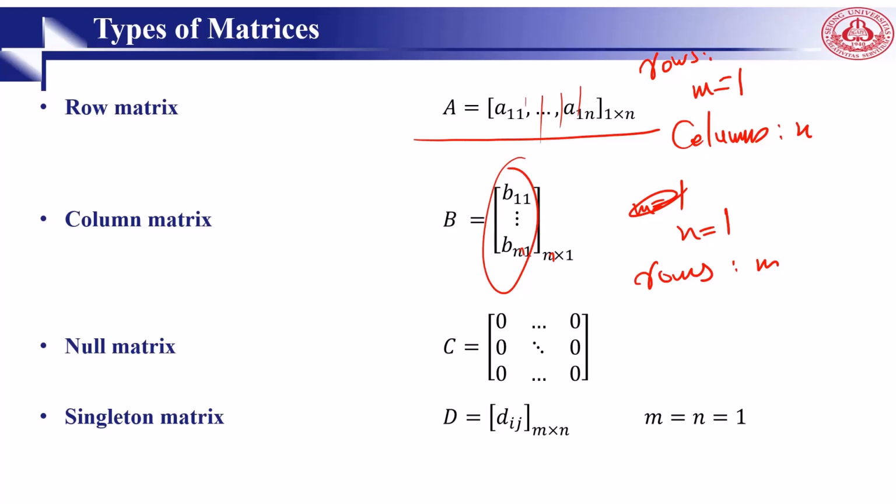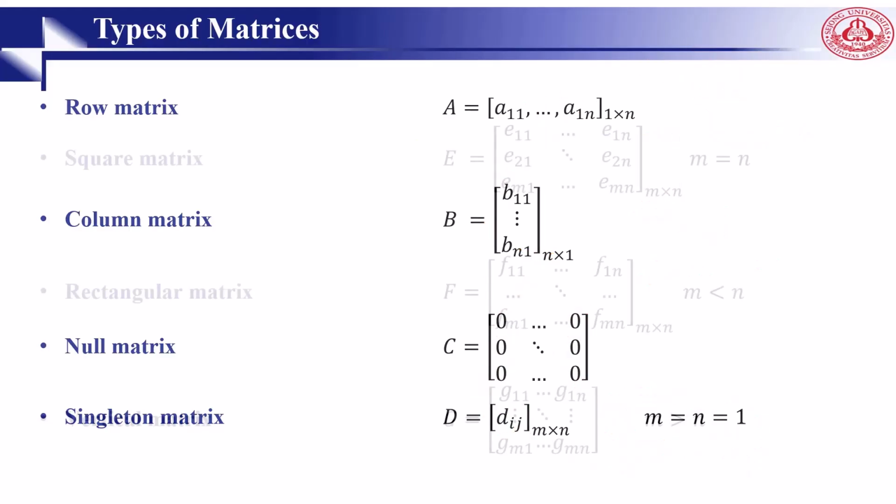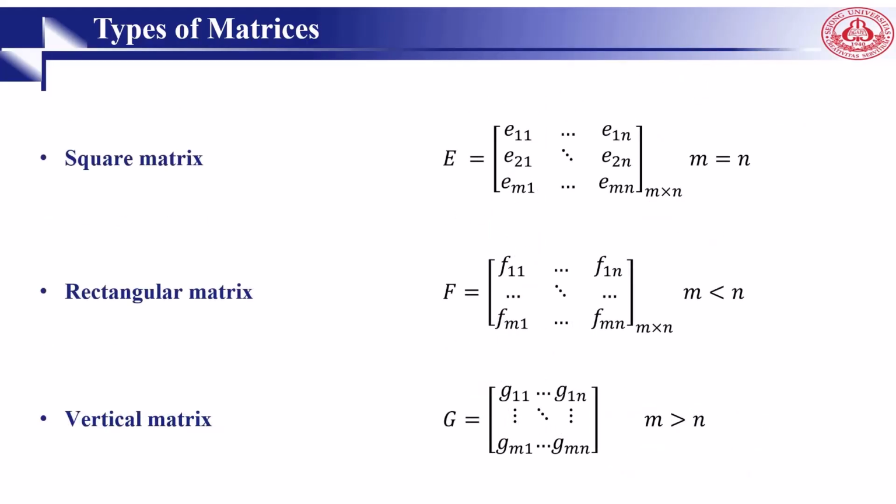We may have a null matrix. If all the elements are 0, then we call it a null matrix. We also have a singleton matrix. If you have only one element, right? So m is 1 and n also is 1, only one element. If the number of rows and columns of a matrix is the same, then we call it a square matrix, like 2 by 2, 4 by 4, right? 3 by 3. This is called a square matrix.